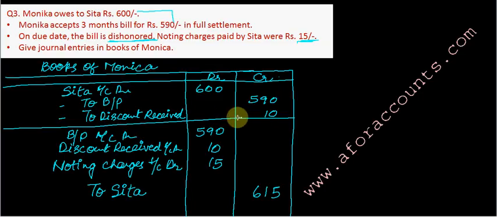Now on the due date, what happens is she cannot pay, so I have to reverse. Bills payable account debit 590, discount received account debit 10, noting charges account debit 15 to Sita, because the bill cannot be met and it has been dishonored.